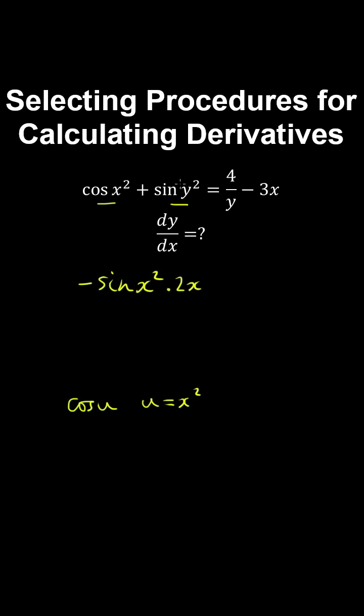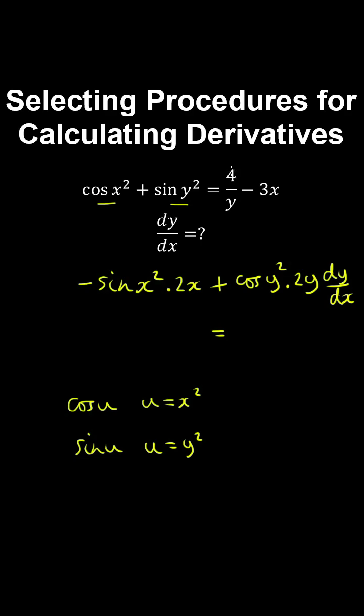And we can also differentiate the second term using the chain rule. So differentiating sine u with respect to u, we obtain cosine u, and then differentiating u with respect to x, we can use implicit differentiation. And on the right hand side we have 4y to the minus 1. So we first differentiate with respect to y, that will be minus 4y to the minus 2, and multiply by dy/dx. And differentiating the second term with respect to x, we obtain minus 3. And now you can group the dy/dx terms together and do a bit of algebra to obtain this derivative.